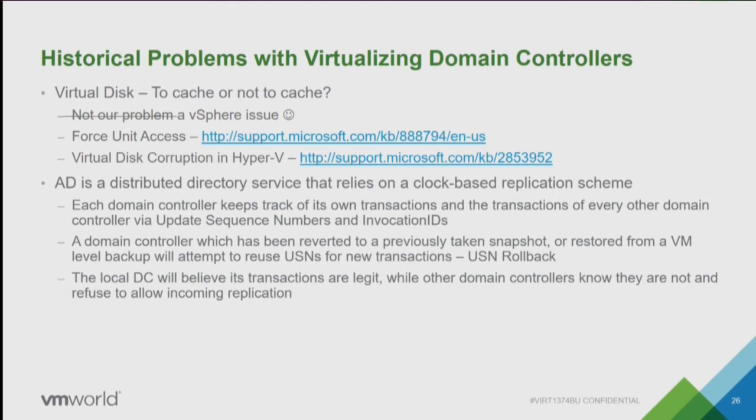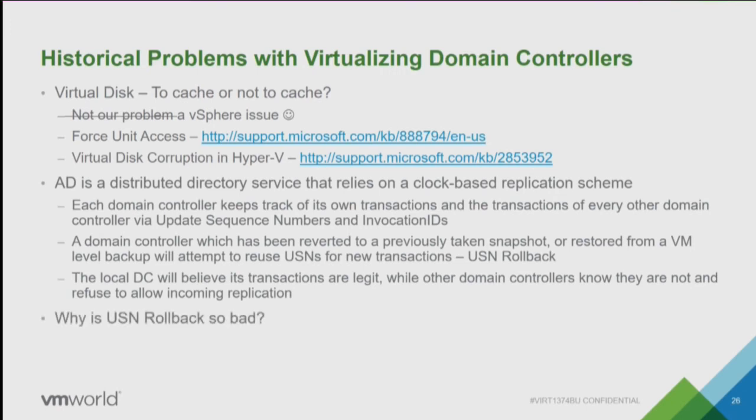Now, a domain controller that's been previously reverted to an old state, either through a snapshot or a backup, is going to try to reuse those USNs because it doesn't know that they were used. It's sort of like a Back to the Future where now it's back in a state where it doesn't realize those transactions have been used. So you get into a state called USN rollback. The domain controller thinks everything's okay, so it tries to replicate. The other domain controllers say, no, I know you're not okay, so I'm not going to accept it. And it essentially gets orphaned onto its own island here.